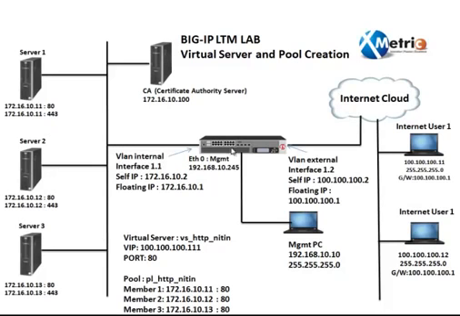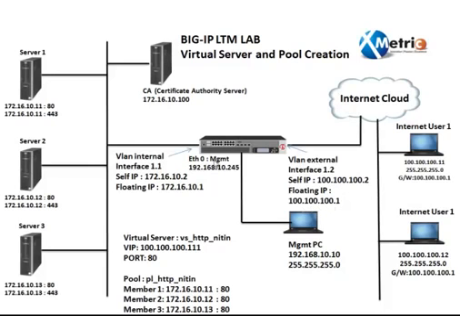This is the F5 Big-IP LTM, Local Traffic Manager box, whose interface 1.1 is connected to the internal VLAN, whose self IP will be 172.16.10.2 and floating IP will be 172.16.10.1. Interface 1.2 is connected to the external VLAN, whose self IP is 100.100.100.2 and floating IP is 100.100.100.1.